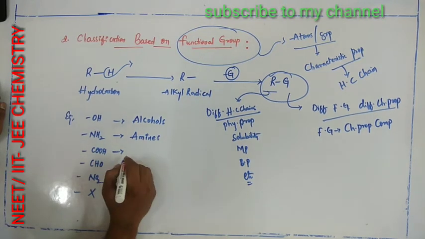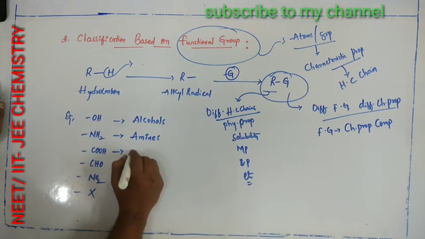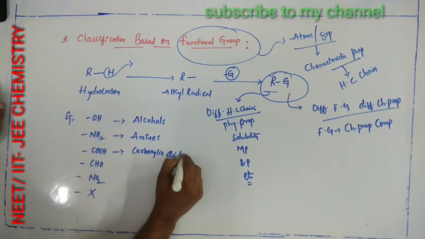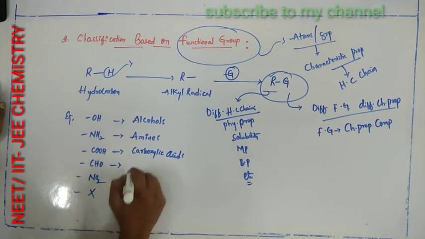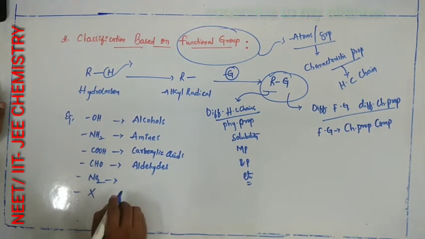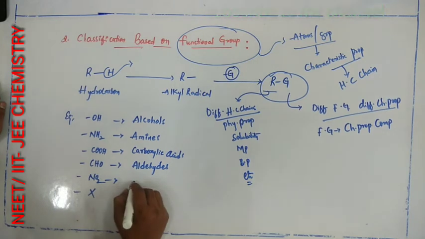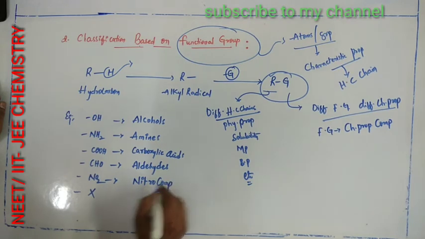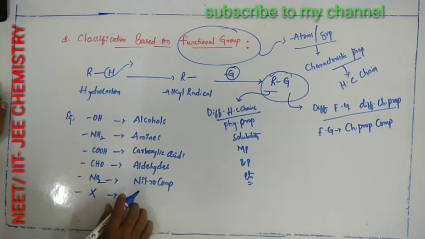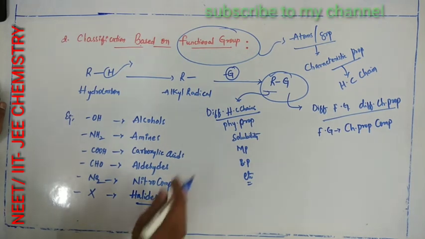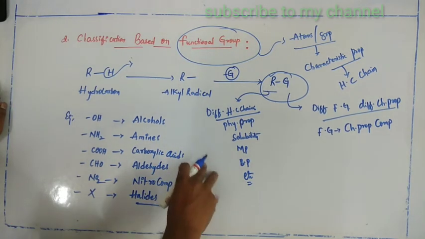If COOH is attached to the hydrocarbon chain, they are known as carboxylic acids. If CHO is attached to the hydrocarbon chain, they are known as aldehydes. If NO2 is attached to the hydrocarbon chain, they are known as nitro compounds. If a halogen is attached to the hydrocarbon chain, they are known as halides. So like this, organic compounds are classified based upon the functional group.